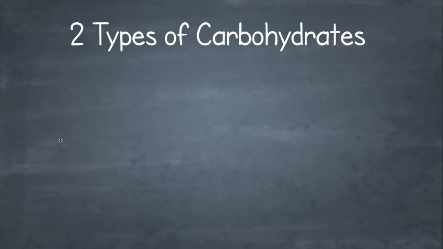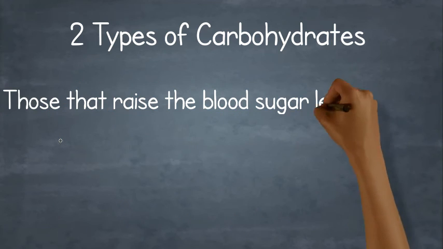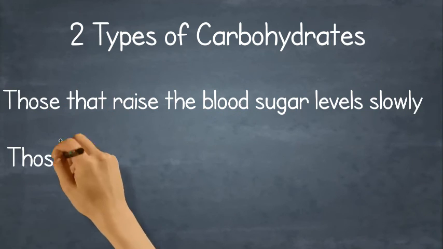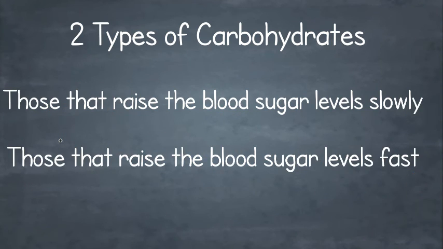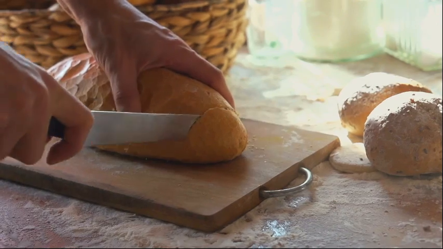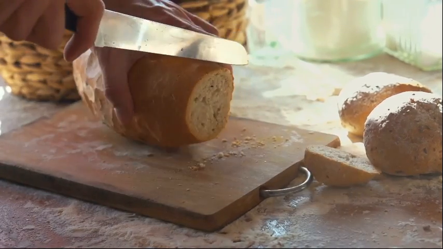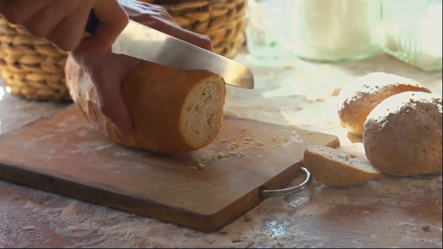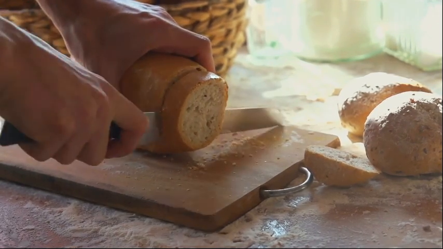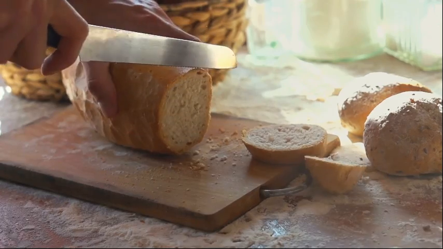There are two types of carbohydrates, those that raise the blood sugar level slowly and those that raise the blood sugar level fast. When choosing carbohydrates, pick those that raise the blood glucose level slowly. Bread is a form of carbohydrate. When selecting bread, select breads that are whole grain versus those that are white. Whole grain breads will raise your blood sugar level slowly versus the white breads.